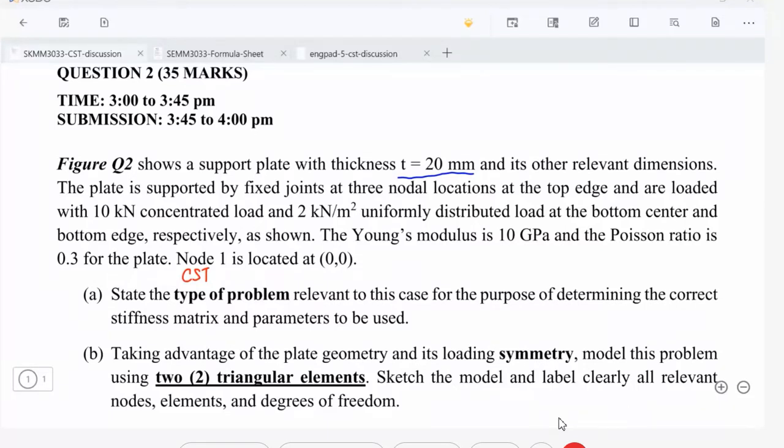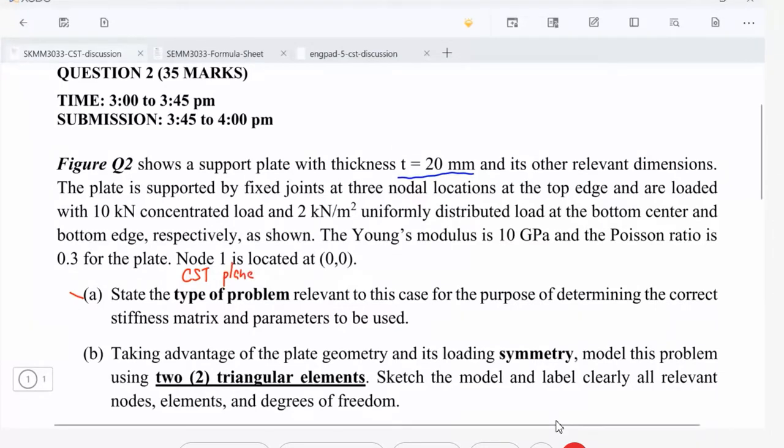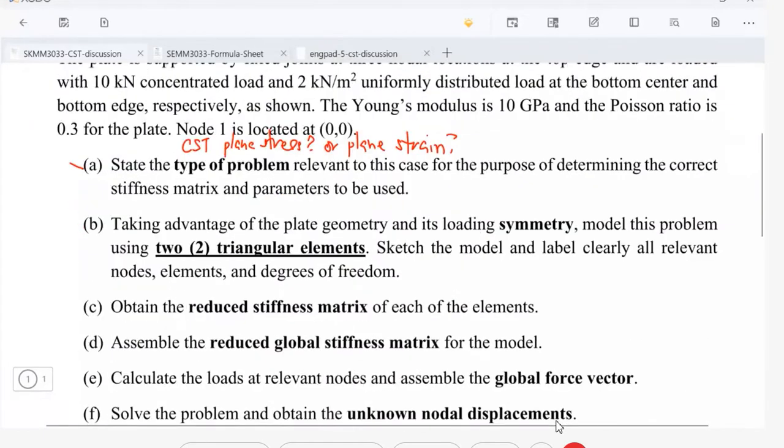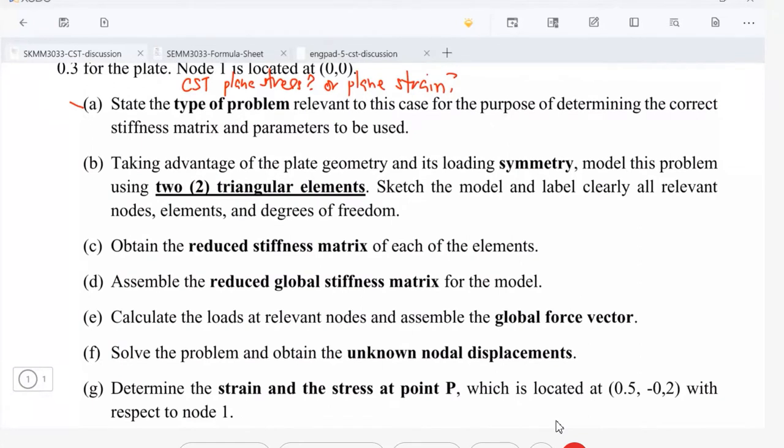So before you do anything, because this is part A, when you get part A wrong, the rest is basically wrong. This is very important. So plane stress or plane strain, let me change that. Okay, so that's the first one, because we need to identify the problem so we use the correct formula for our problem.